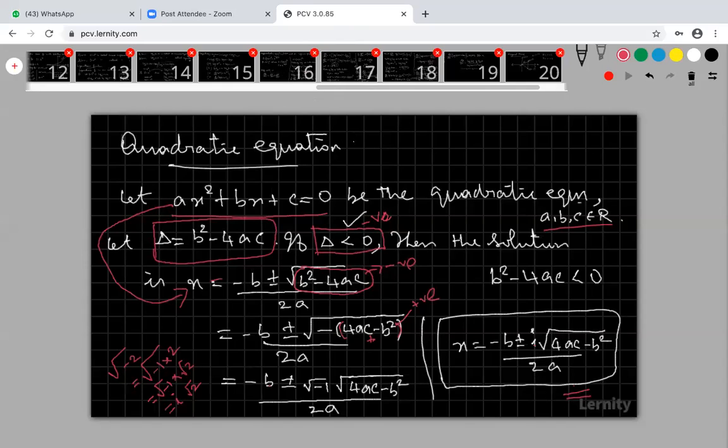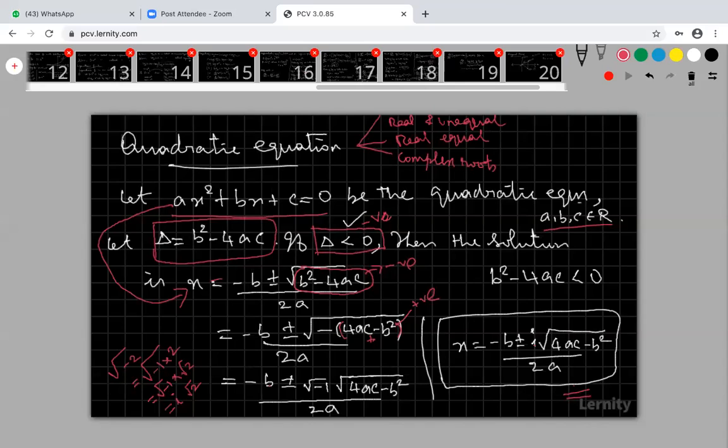So for a quadratic equation, we get three types of roots. One is real and unequal. Sometimes real and equal roots, where both the roots are 2 and 2, 3 and 3, 1 and 1, like that. The third case is complex roots.